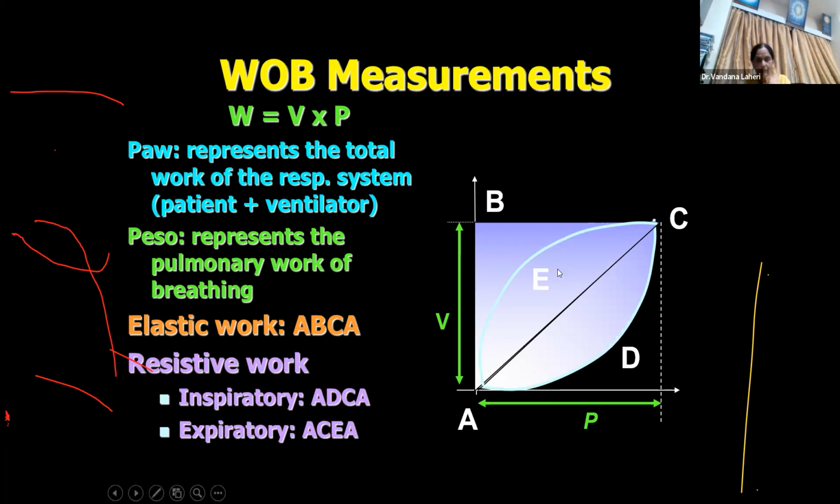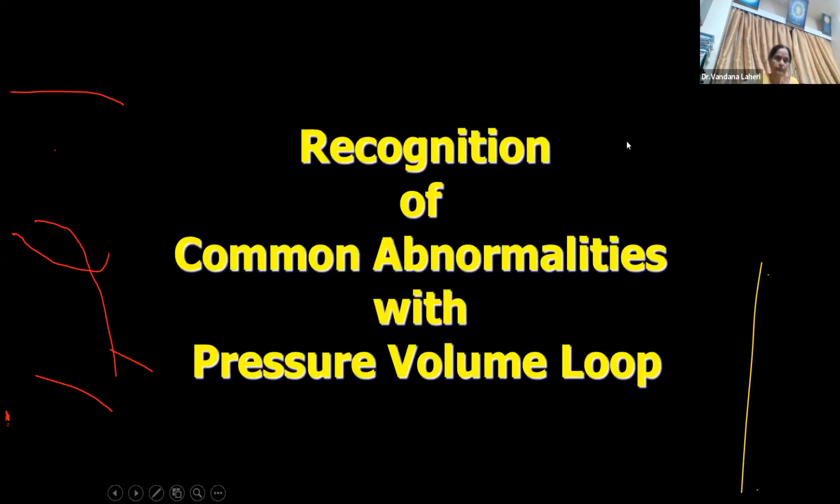PES represents pulmonary work of breathing. The elastic work is ABCA. This is elastic work. Resistive work is ADCA. So this is resistive work. This is inspiratory ADCA and expiratory is ACEA. For those who are dealing with work of breathing measurements, this is what helps them.